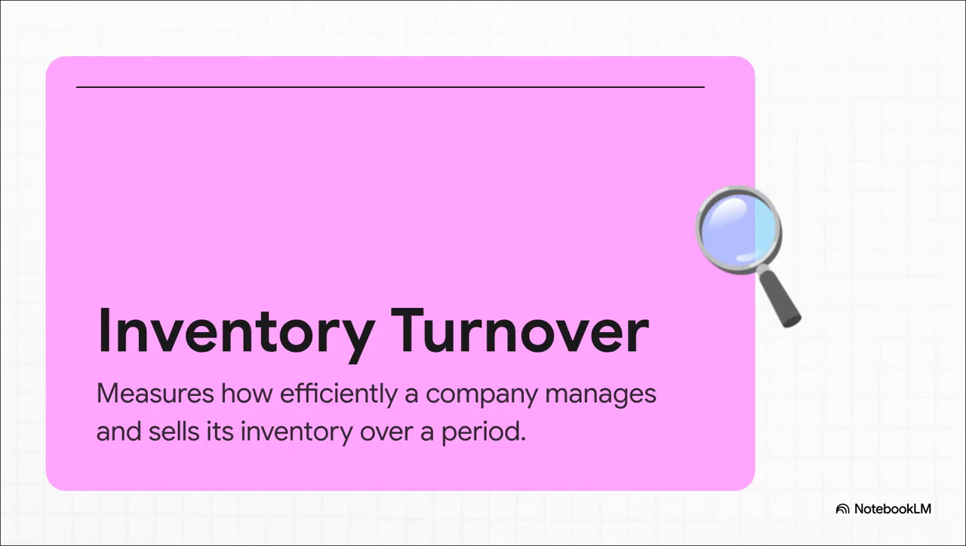At its core, this metric is an activity ratio. What does that actually mean? Well, it measures how efficiently a company manages its inventory. Basically, it's telling us how many times a business manages to completely sell and replace its stock over a given period of time. It's a fantastic window into operational efficiency.